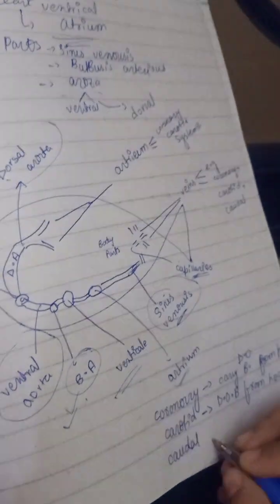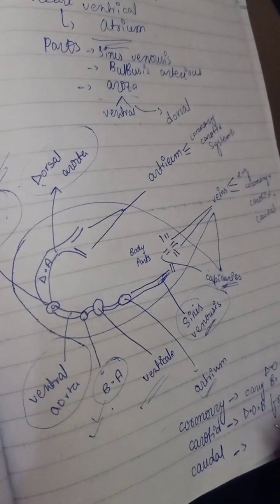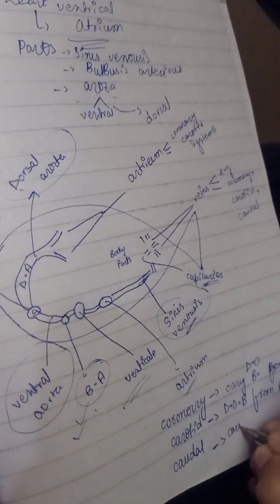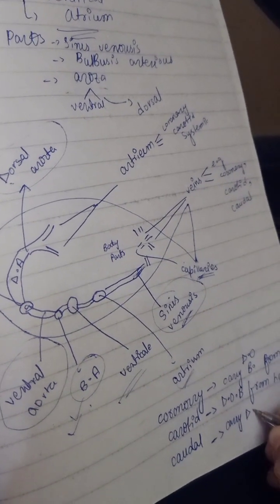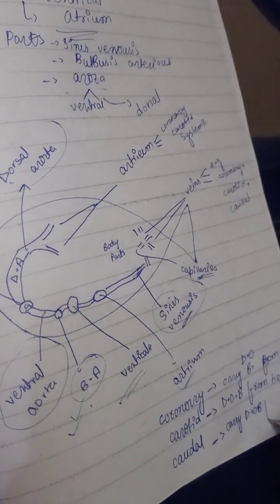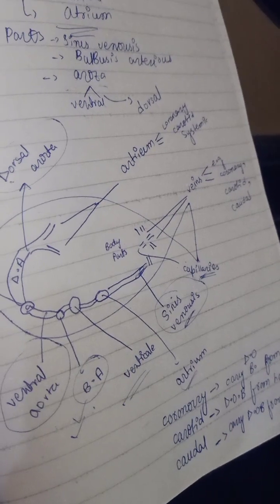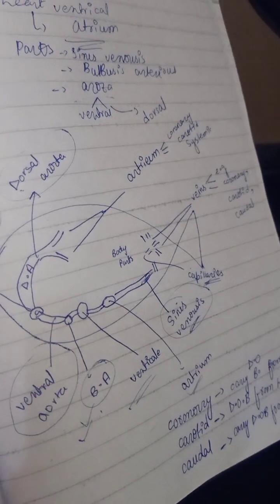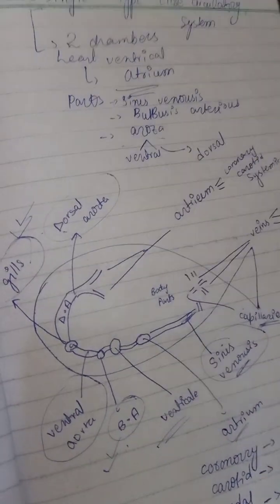Okay, after that we are having caudal vein. That means that it carries deoxygenated blood from the kidney. Okay, so here you can see that we are having a kidney. Okay, after that, what does it mean? After that we are having what?